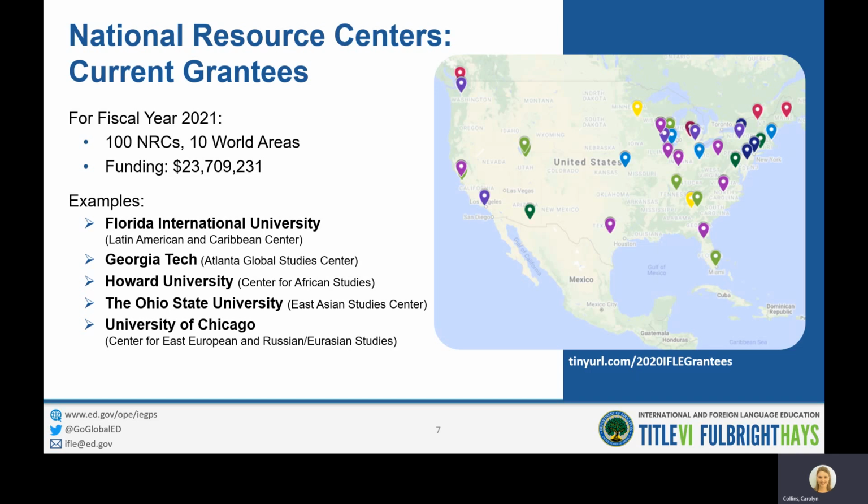A few examples of our currently funded National Resource Centers are listed here so that you can get an understanding of where you might find a National Resource Center and what the center might focus on. So for example, we have a Latin American and Caribbean Center that is located at Florida International University. We have the Center for African Studies at Howard University, the Atlanta Global Studies Center at Georgia Tech, the East Asian Studies Center at Ohio State, and finally, the Center for East European and Russian or Eurasian Studies at University of Chicago.